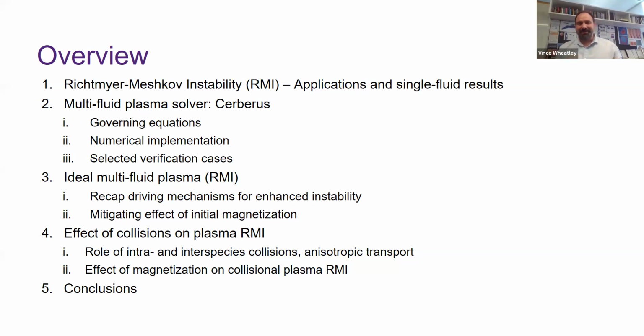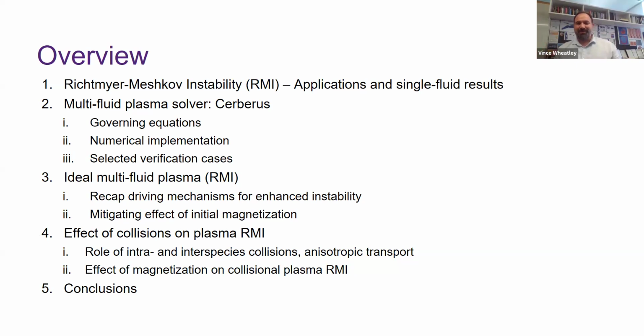To lay the groundwork, so we have a reference point to compare the collisional effects to, we're going to recap some ideal multi-fluid plasma results, looking at the instability mechanisms, which are enhanced compared to the neutral fluid case, and then the mitigating effect of initial magnetization. We'll then finally get on to the effect of collisions on the plasma RMI.